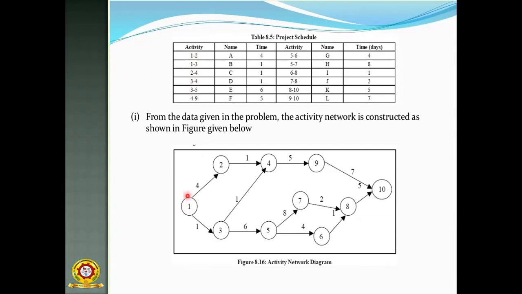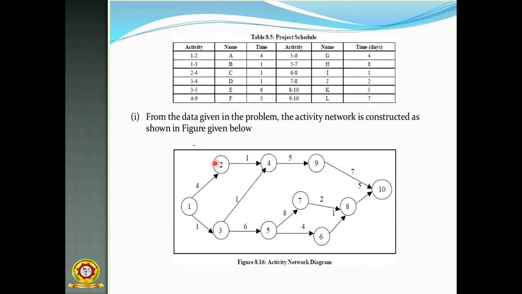So then the starting activity is 1, 1 to 2, and the time duration is 4. Then after that 1, 2, 3. The third activity also starts from 1, so the predecessor activity is 1. Then that is also drawn like this. The duration of this second activity is 1. So you have to write down 1, and after that 2 to 4.